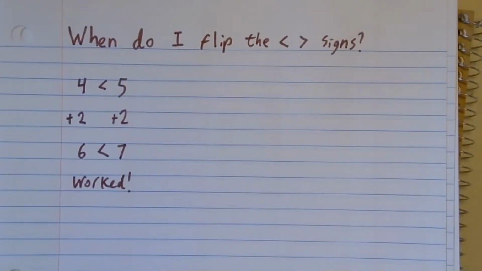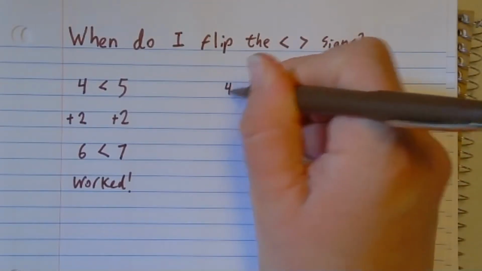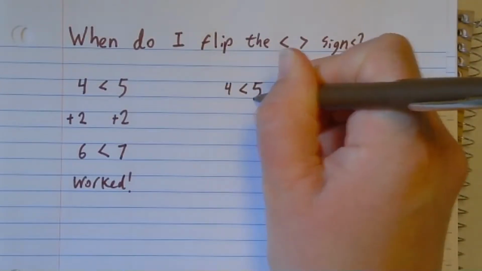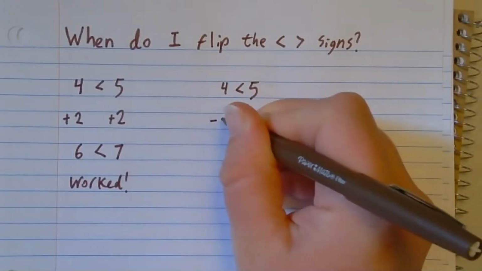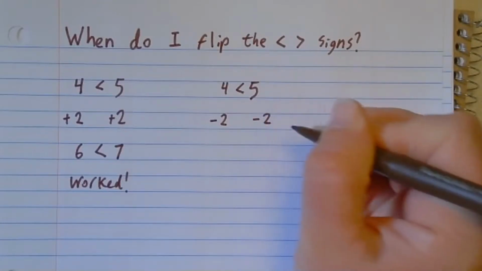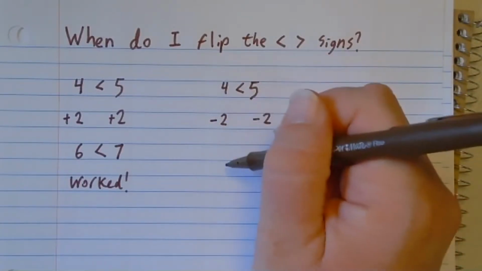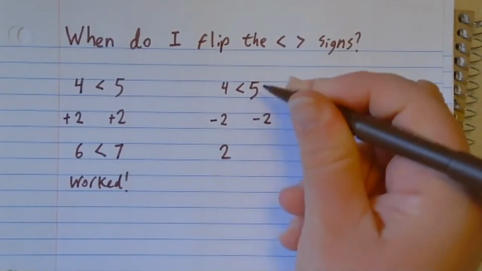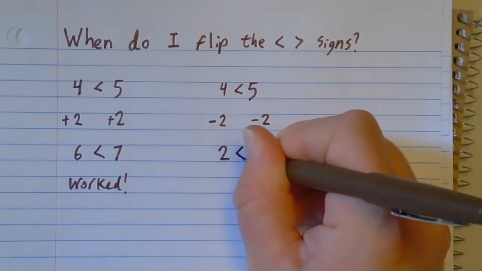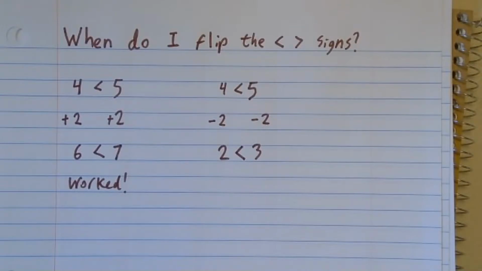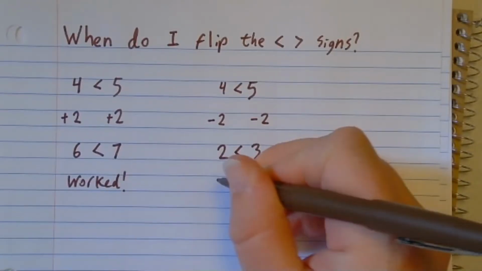I'm going to go ahead and consider the similar case. I'll start with the same numbers. 4 is still less than 5. And does this change the imbalance? Is it imbalanced the other way if I take away something from both sides? I'll use 2 again. So 4 minus 2 is 2. 5 minus 2 is 3. 2 is less than 3. So it's imbalanced the same way as it was before. I've preserved the inequality. I've preserved which way it's lopsided. It still worked.